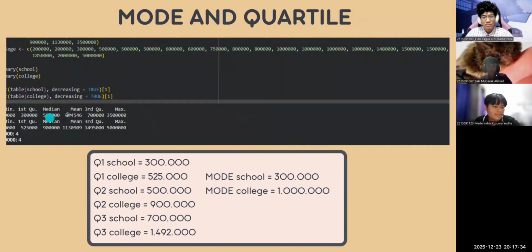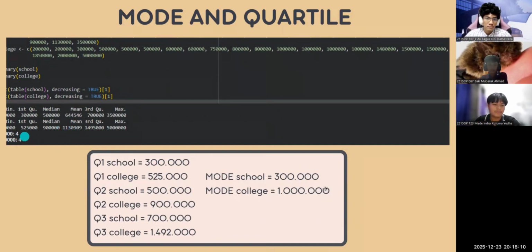This function organizes those counts. We set decreasing equals true to put the highest count at the very top, and finally the one in brackets tells R to select only the first item from that sorted list, which is our mode.